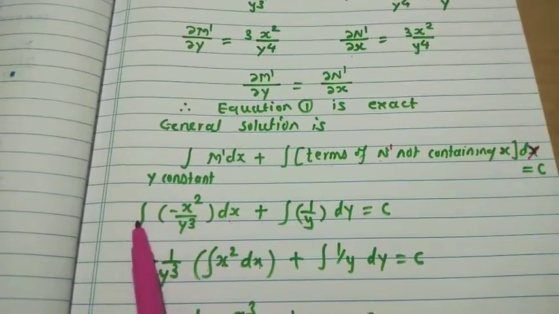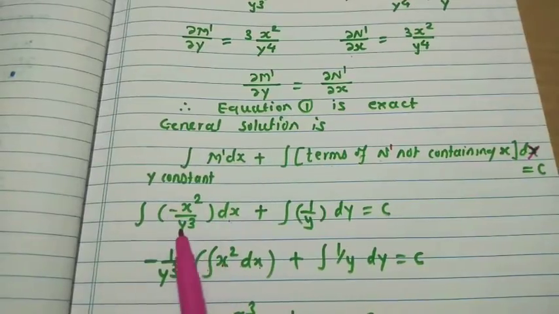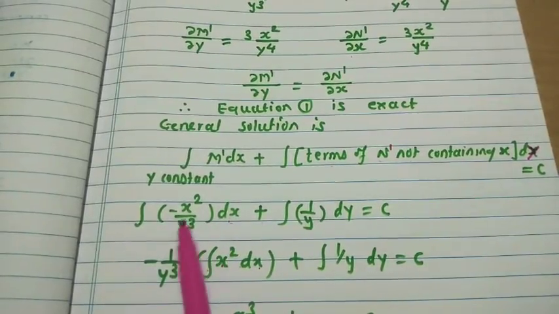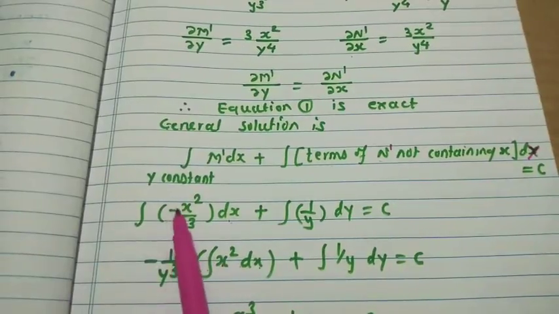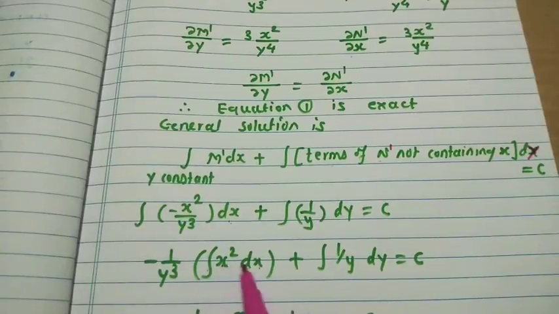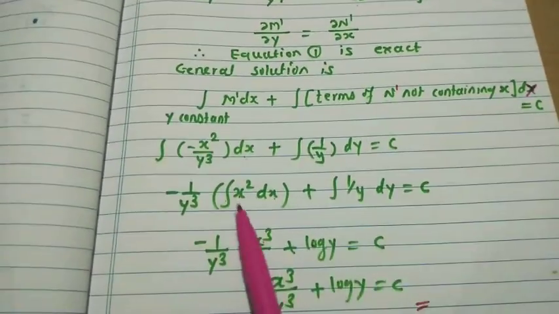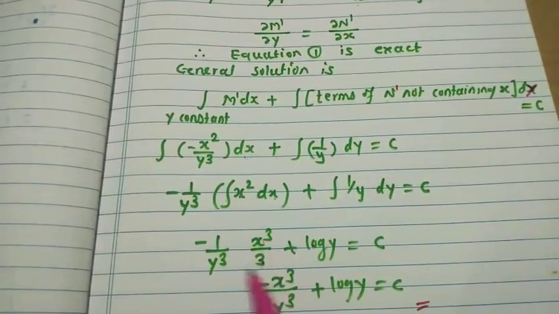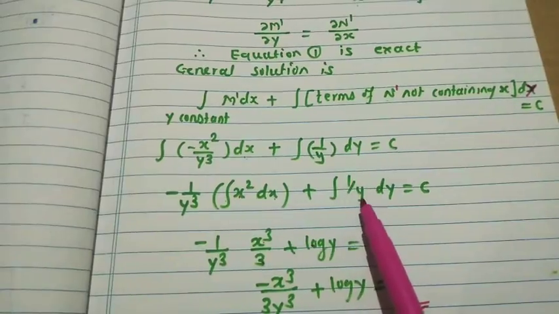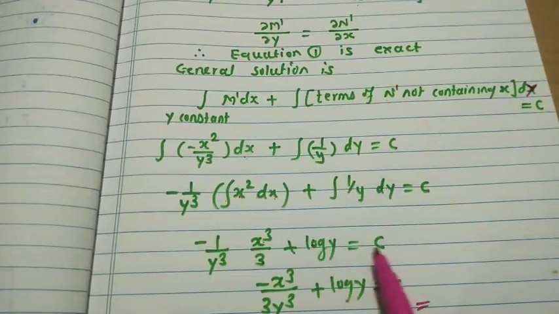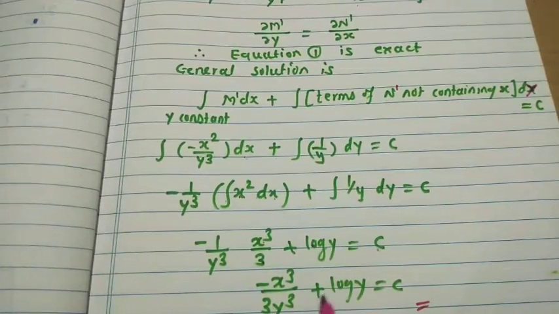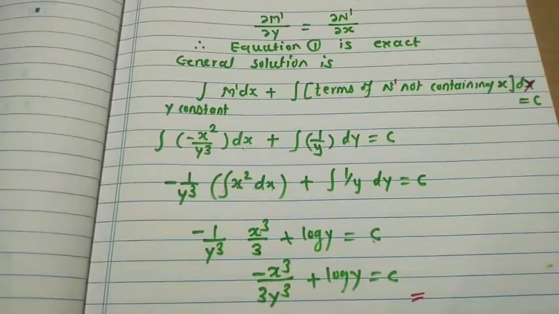So integration of minus x square upon y cube into dx. Obviously y cube is a constant, you can take it outside. Negative sign also you can take it outside. So minus 1 upon y cube into integration of x square dx plus integration of 1 by y dy equal to c. So integration of x square is x cube upon 3, plus integration of 1 by y dy is log of y, equal to c. So this is the same as minus x cube upon 3y cube plus log of y equal to c. So this will be the general solution of the second question.